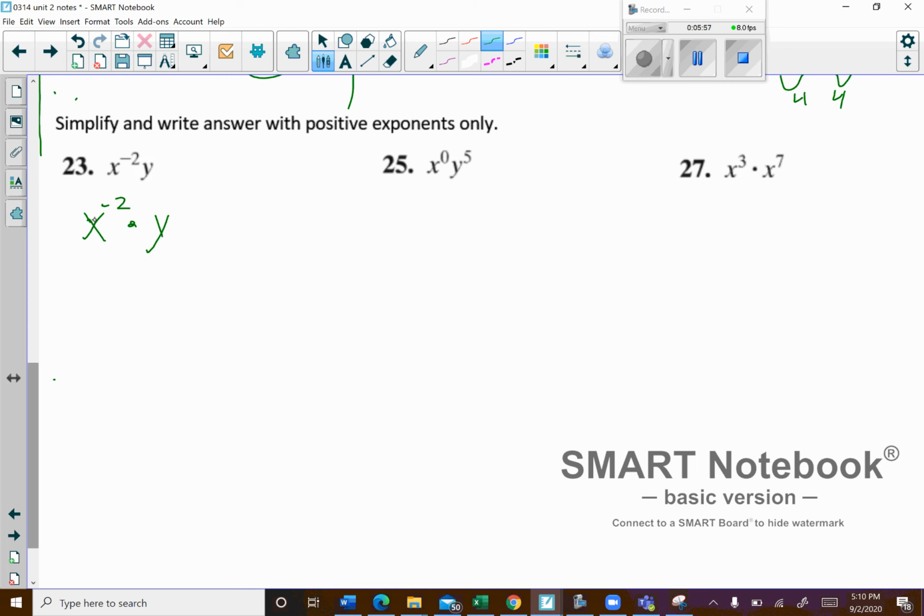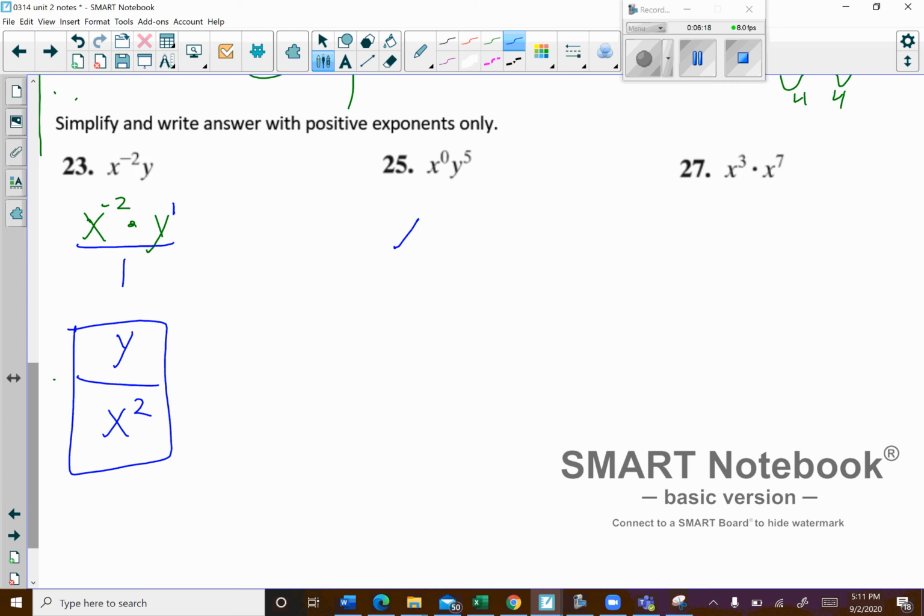you have a y right there. So the y is not attached to the x. That has a positive power of 1. So I am gonna go ahead. This is gonna basically flip underneath. So I'm gonna have a y on top, and then the x goes on bottom, and the exponent becomes positive 2.